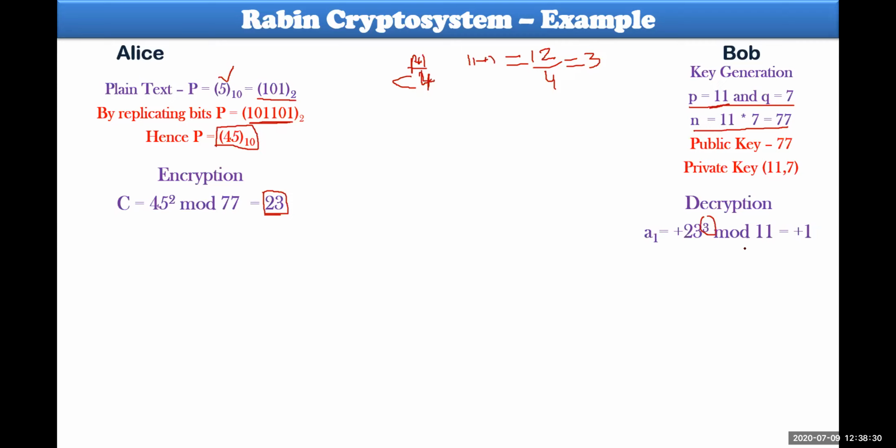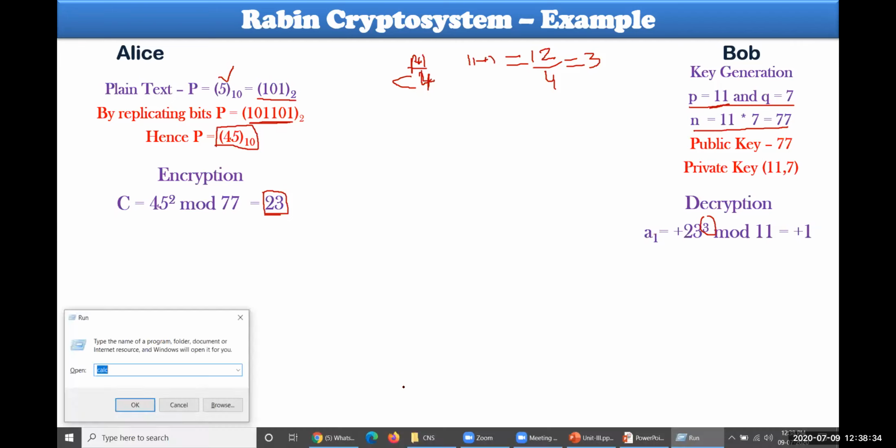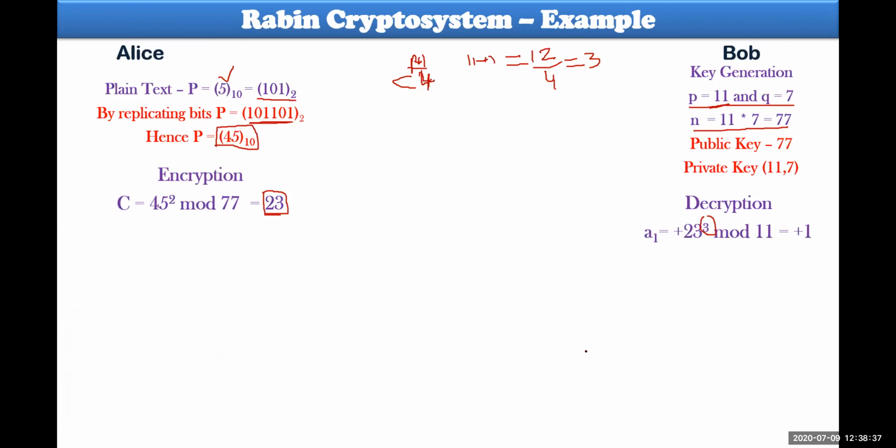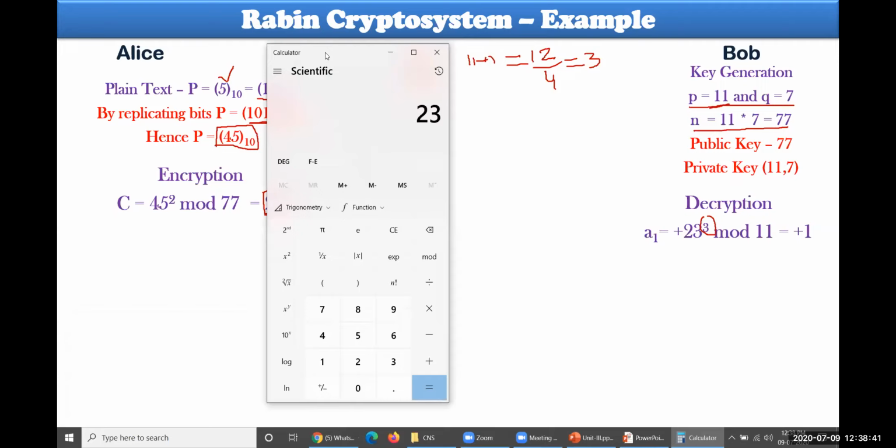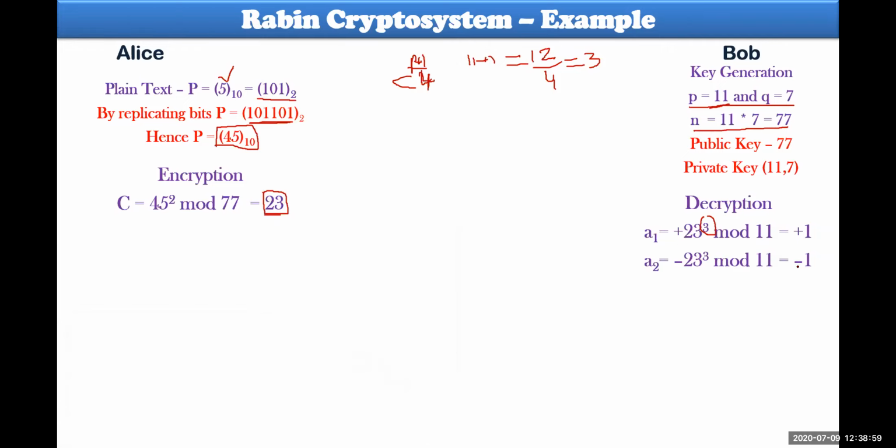23 cubed, modular division of 11, will give you... let me show you how this could be, whether it is correct or not. Let us see by using the calculator: 23 into 23 into 23, modulo division of 11, will be equal to, yes, 1. Because we have two different types of answers, one root will be positive and the second root will be negative, so we have taken the second root also, negative 1.